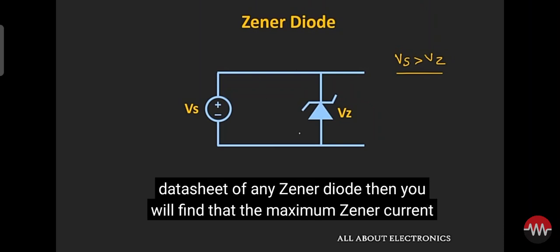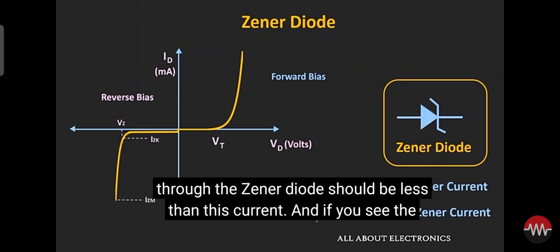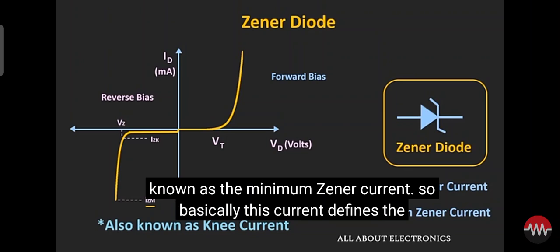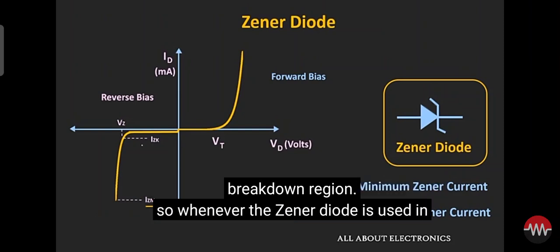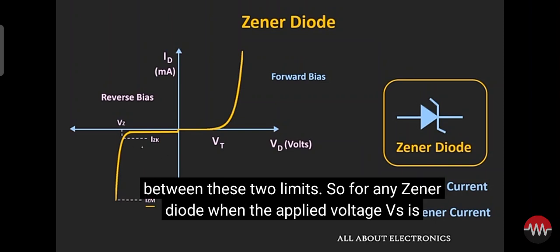And if you see the datasheet of any Zener diode, then you will find that the maximum Zener current is defined for every Zener diode. It means that the maximum allowable current through the Zener diode should be less than this current. And if you see the datasheet, one more current is also defined for the Zener diode, which is known as the minimum Zener current. So basically, this current defines the minimum current which is required to use this Zener diode in this breakdown region. So whenever the Zener diode is used in this breakdown region, the operating current of the Zener diode should be between these two limits.